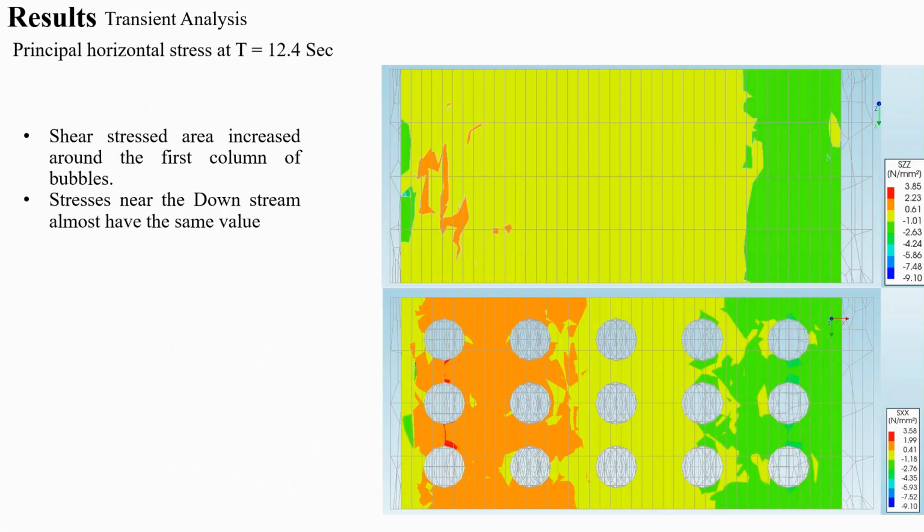In the stresses, we can find that shear stress area increases around the first column of the bubble, and stresses near the downstream. However, the stress near the downstream has the same value.